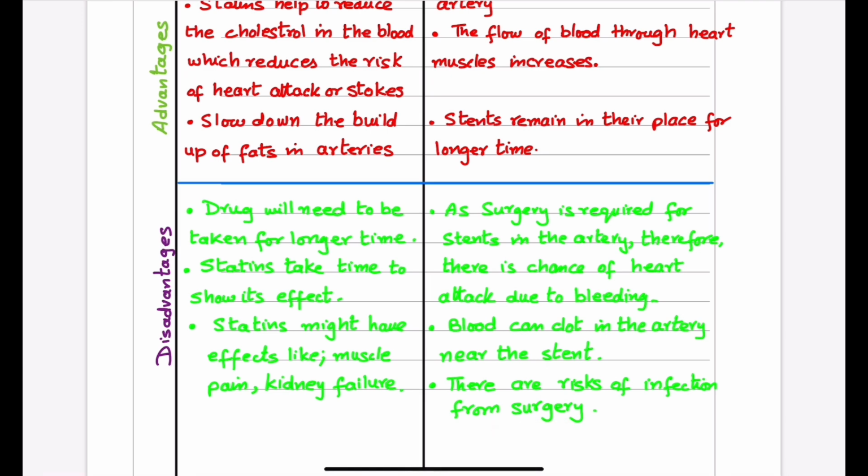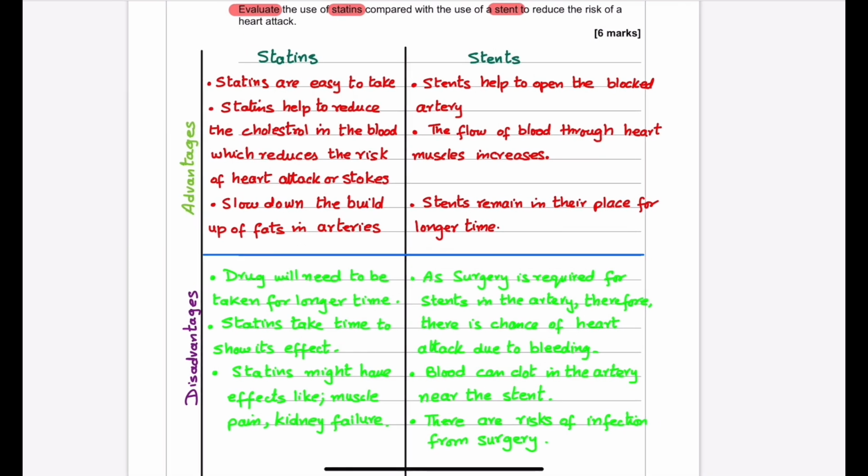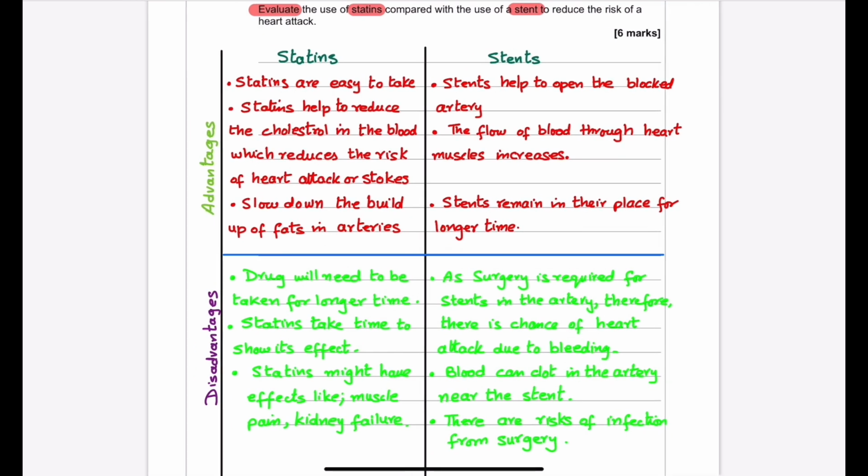So from this question we saw there are advantages and disadvantages of statins and stents. The student needs to write three advantages by comparing and three disadvantages for comparing statins with the stents. They shouldn't write only about the statins or only about the stents. Otherwise, they will be unable to score 6 marks.